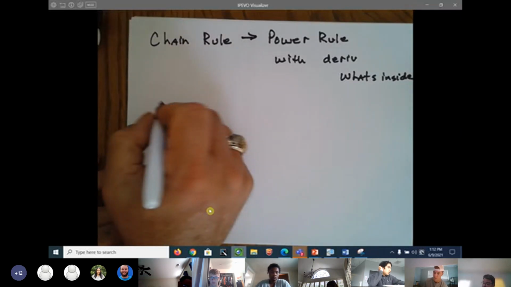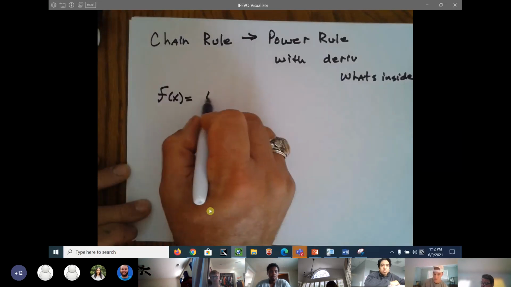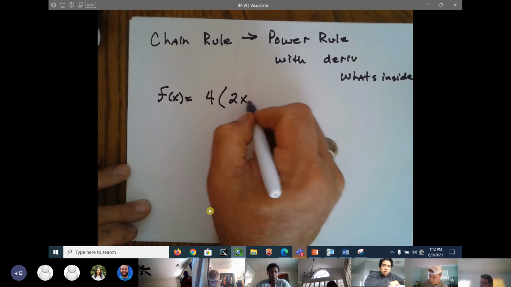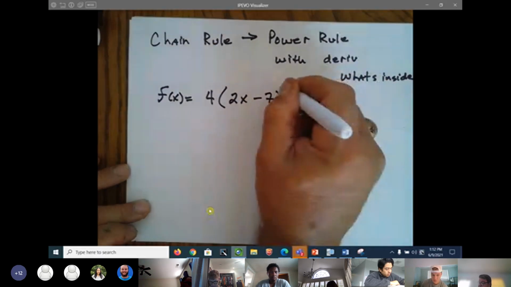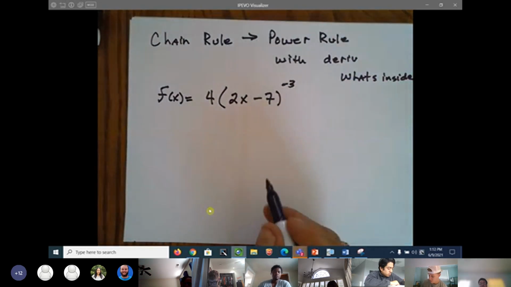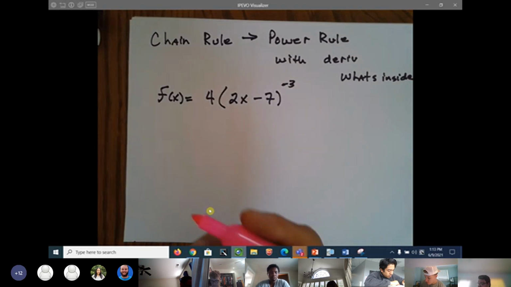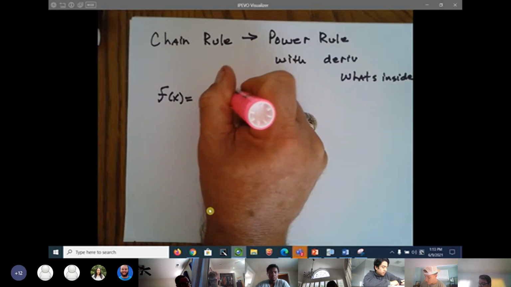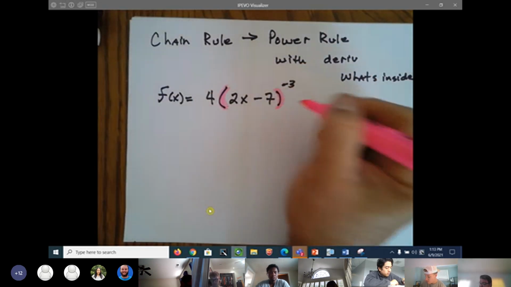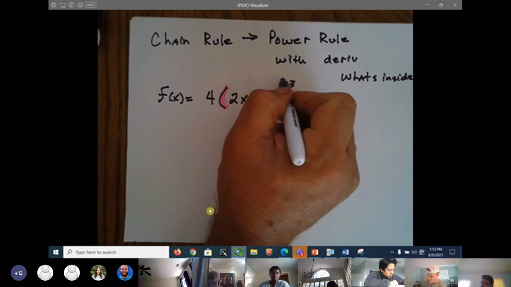Let's do f of x is equal to 4 times (2x minus 7) to the negative third power. And that is a chain rule problem. How do you know? Because you have parentheses. Parentheses sometimes give the problem away, as in, okay, guys, you might want to do the chain rule here. And the chain rule says power rule.